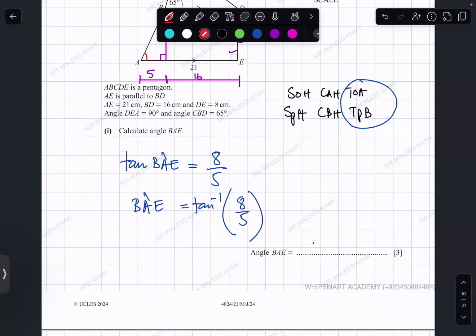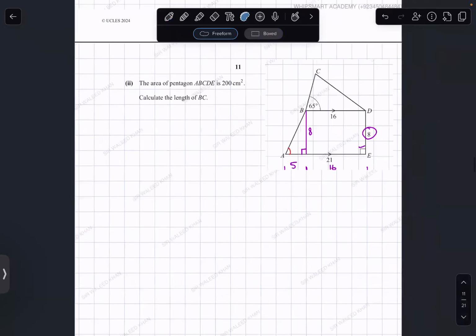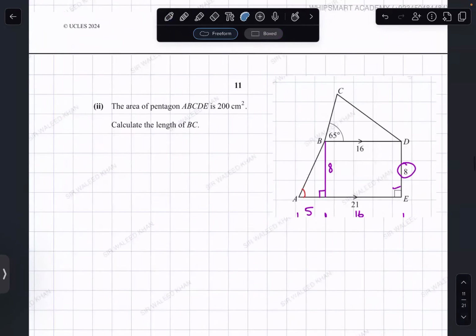Next. Second. The area of the pentagon is this much. Calculate the length. So let me copy this. Area of the pentagon is this. Calculate the length. Okay. Now, show proper steps. It's a 5-mark question. Right?